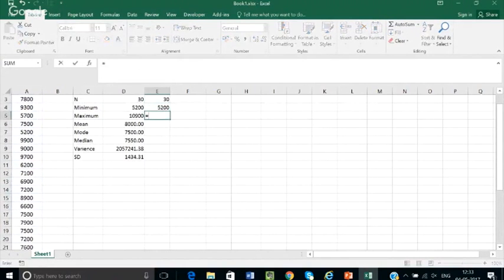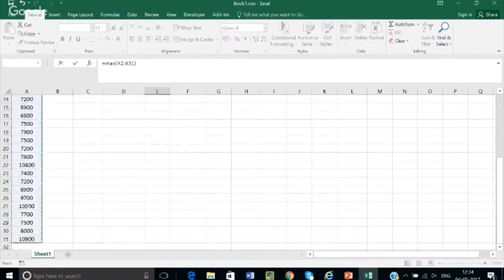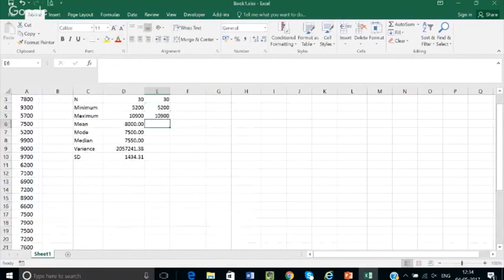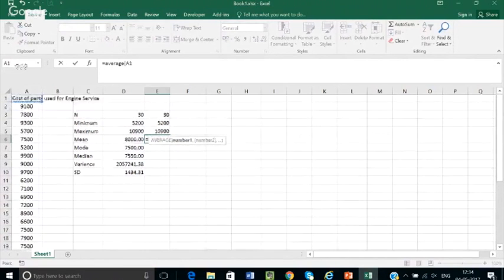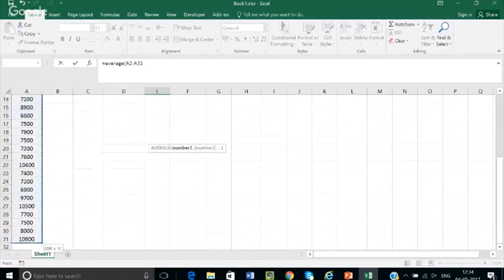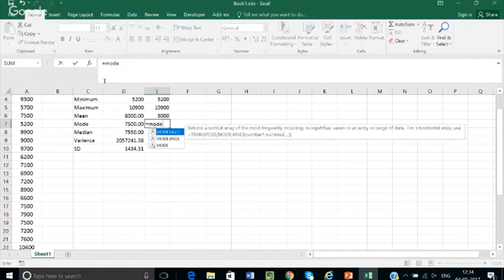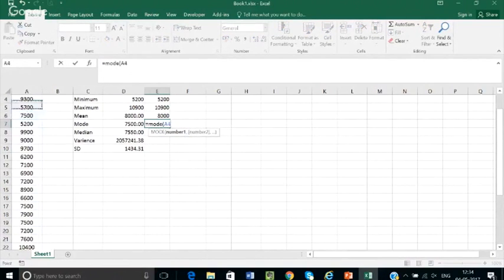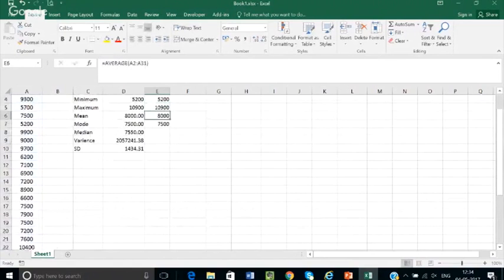In the same way we can calculate the maximum. Max is the function for maximum. Next we have to calculate the mean. The function is average. We select the entire data and press enter. It will give us 8,000 as the average. And the mode we have to calculate. Again, select the entire range. We got the mode.